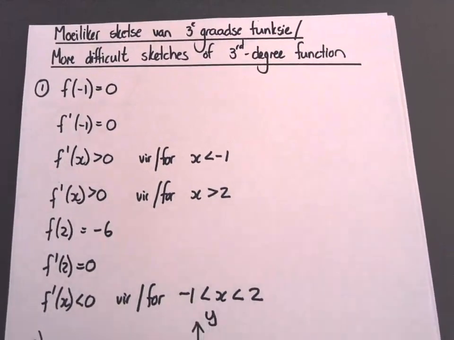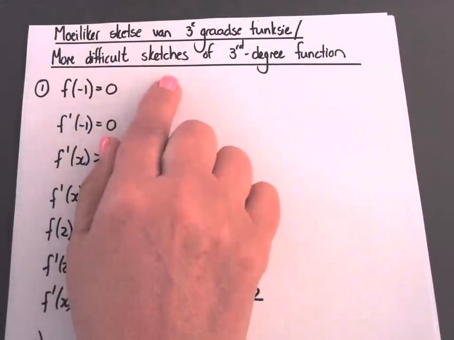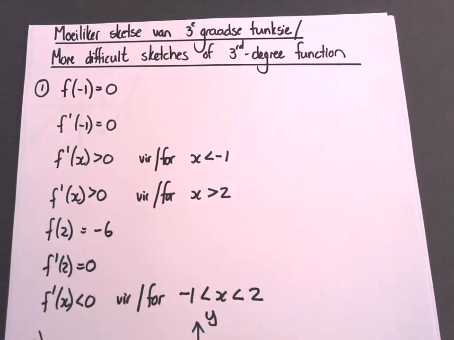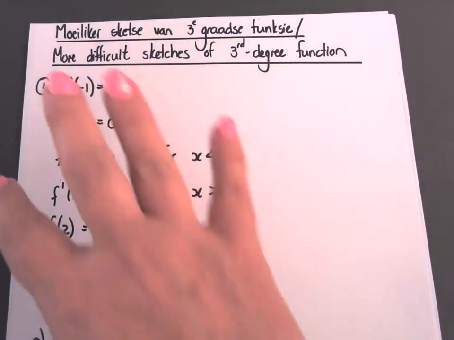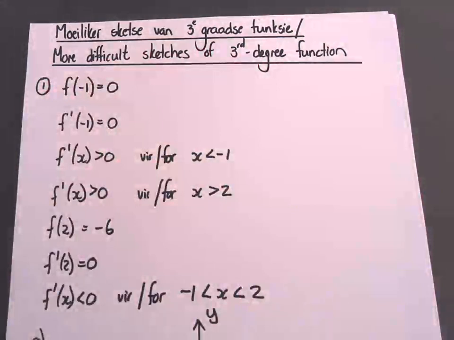Today's lesson is about sketching the more difficult questions on third-degree functions. And I like to give you this level 4 type of questions in tests and exams. Now you will need a few colors if you want to do the explanations on your examples. 1, 2, 3, 4, 5. More or less 5 colors.